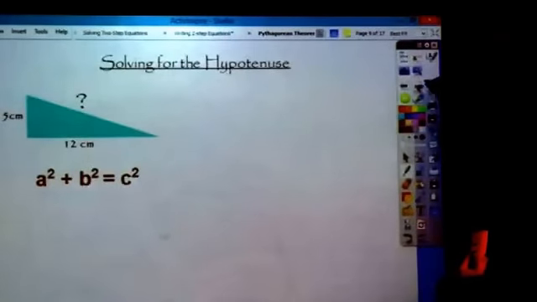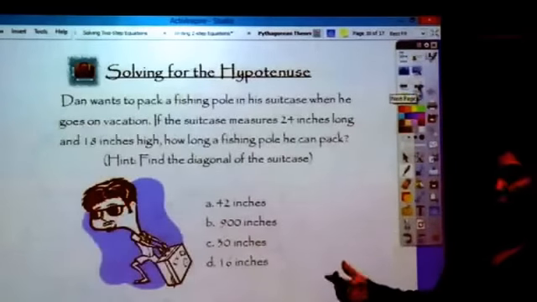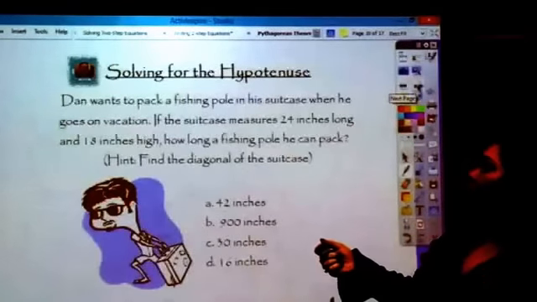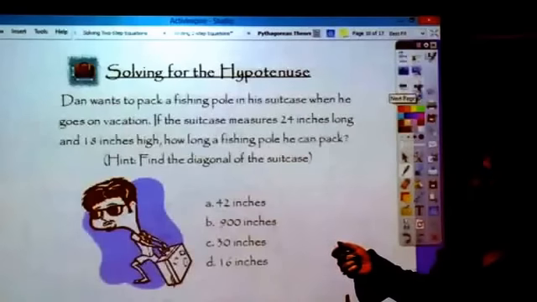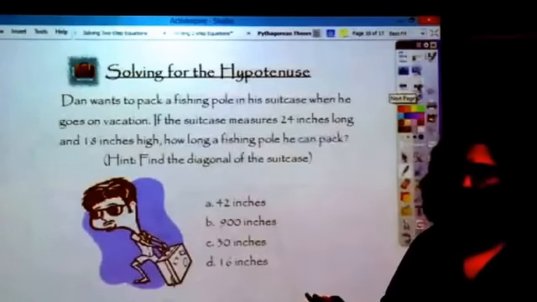Now, you are going to have word problems, and you're going to have some word problems today that you're going to have to practice, and we'll come back to those.